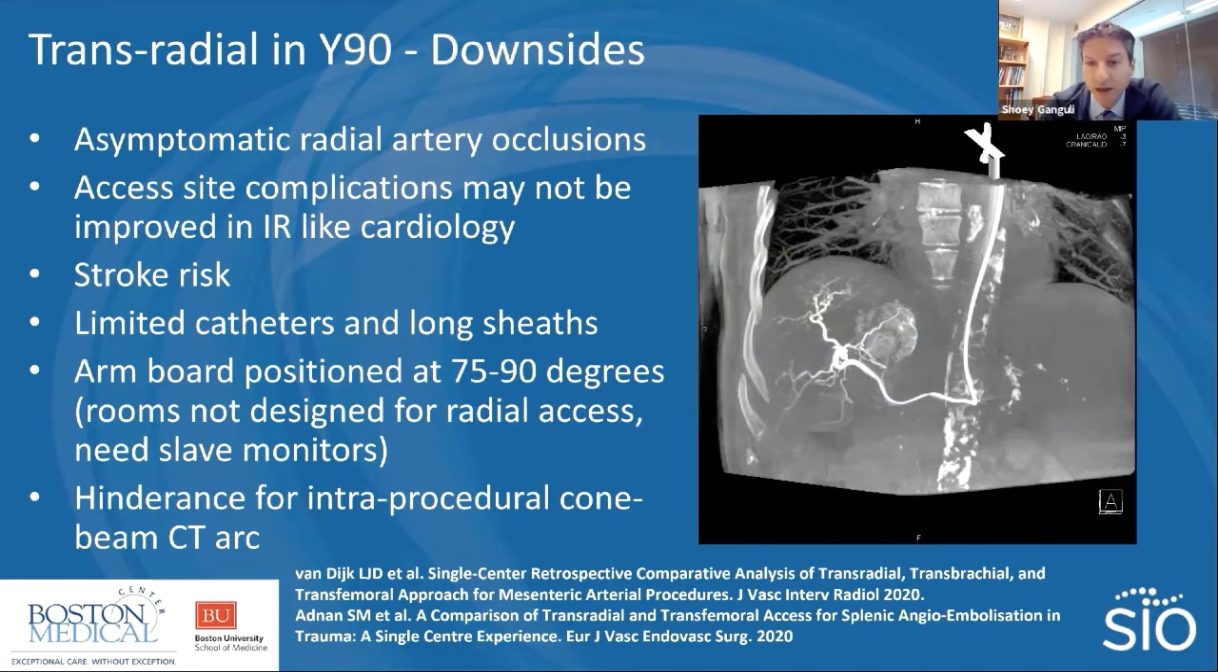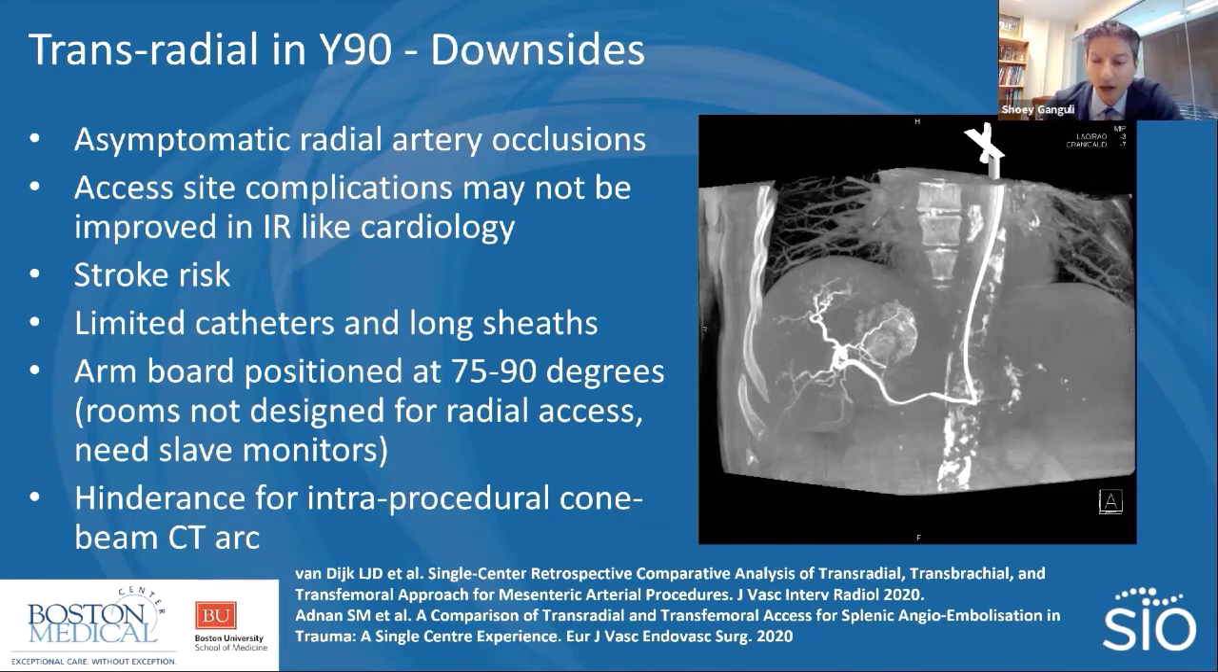Our equipment is getting better. I think the companies are supporting it. They know we're doing more transradial access for mesenteric interventions, so longer sheaths and more catheter options are coming. But the big thing to highlight is we really should be doing cone beam CT with intraarterial therapies, and with the arm bored out, it becomes an issue. And so I do mapping and treatment with transradial access.